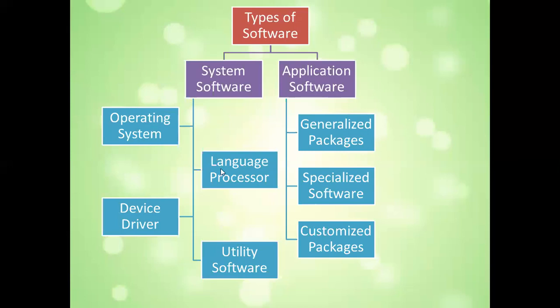Now system software is divided into four parts: operating system, language processor, device drivers, and utility software. Now what is an operating system? The operating system is the main software of the computer which handles everything inside the computer. It is basically responsible for everything happening in the computer. Like your nervous system works in your body, similarly the operating system works in the body of the computer. It operates everything related to file management, memory management, and device management. Everything is handled by the operating system only.